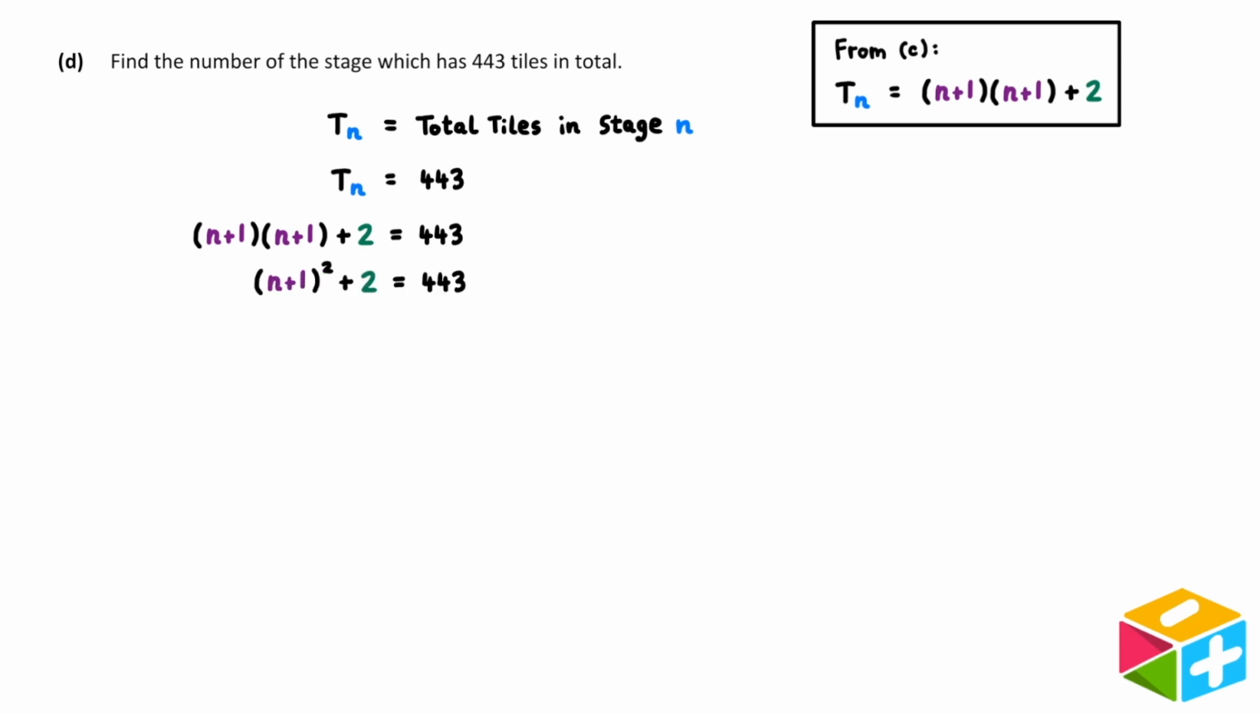As a first step, we can rewrite the n plus 1 times n plus 1 as n plus 1 all squared. To remove the 2 from the left-hand side, I'll subtract 2 from both sides.